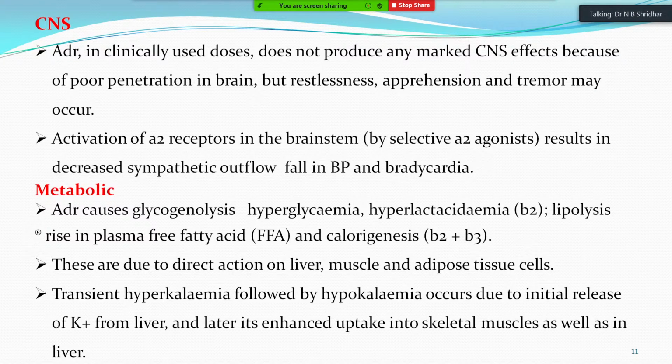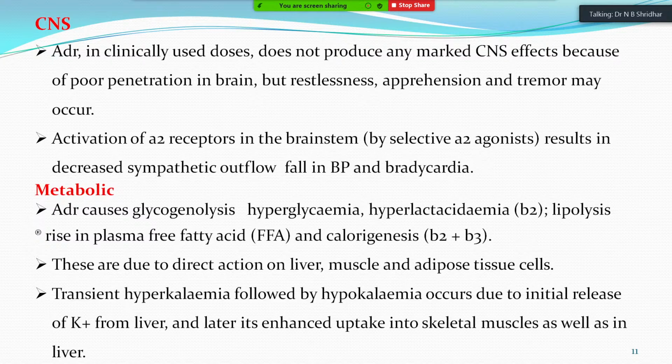And the metabolic effect: adrenaline causes glycogenolysis and hyperglycemia, hyperlactacidemia and lipolysis, a rise in plasma free fatty acids or FFA, and its calorigenesis is more because of the action on beta 2 and beta 3 type receptors.